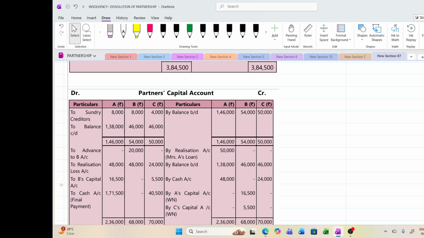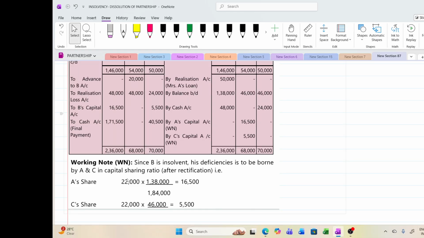They are solvent partners having credit balance in their capital, so it is shared in their capital ratio. Now, what is their capital? Don't go with the 1,46,000 because this is excess profit. This entry should go through, so we made the rectification at the end when we found it out. So this is the balance: 1,38,000 and 46,000 is the capital balance. So the total of this balance is 184,000, 22,000 is the loss, and his share will be 138,000 divided by 184,000 multiplied by 22,000. He has to make a payment of 16,500.